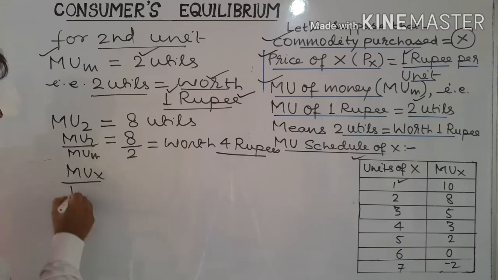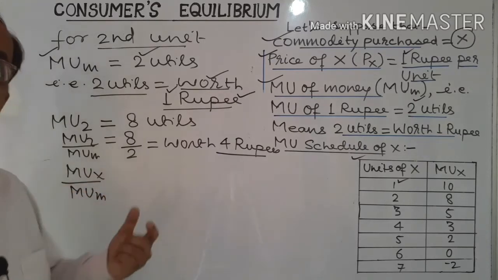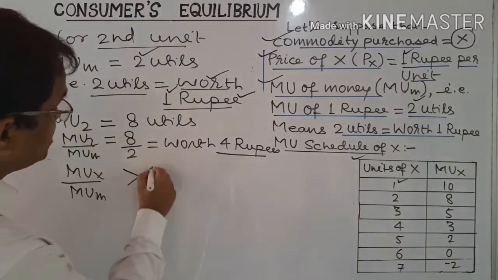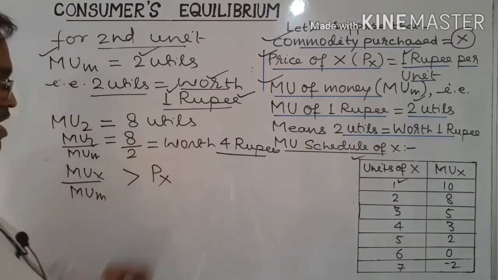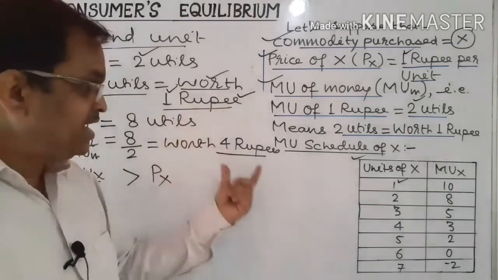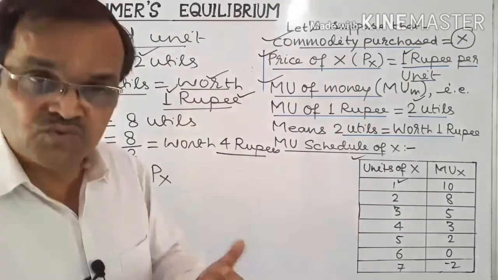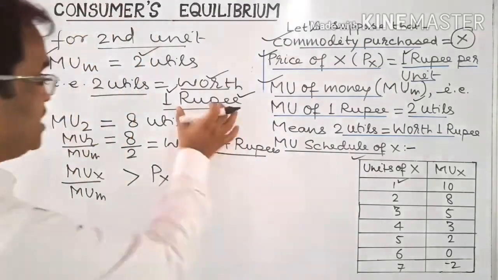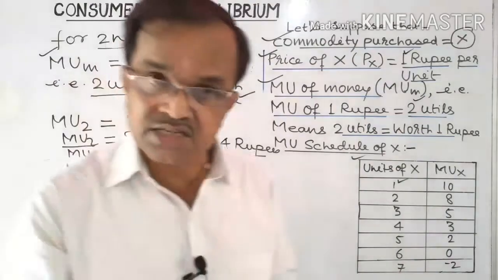Again we find that the ratio of marginal utility and the marginal utility of 1 rupee, that is money, is again more than the price paid. Price paid is only 1 rupee and the satisfaction is worth 4 rupees. 4 रुपया के बराबर सेटिस्फैक्शन मिलता है और 1 रुपया उस यूनिट के लिए वो खर्च करता है.